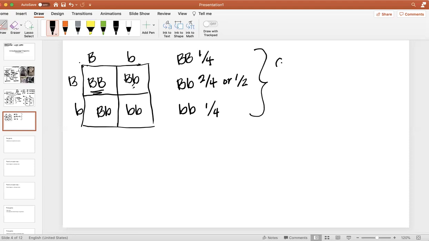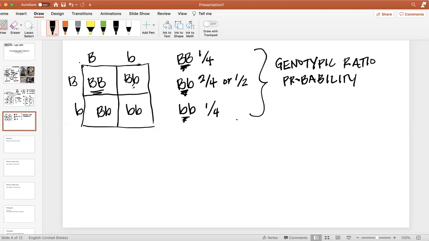This is often called the genotypic ratio. In other words, to get this genotype, you're 1 out of 4. To get this genotype, you're 2 out of 4. And here you're 1 out of 4. This is also the probability of getting these offspring. So you have a 1 in 4 chance of being homozygous for the dominant gene, a 2 in 4 or a 1/2 chance of being heterozygous, and a 1 in 4 chance of being homozygous recessive.